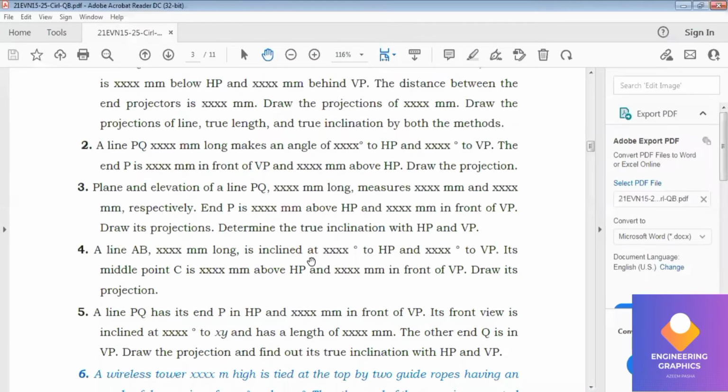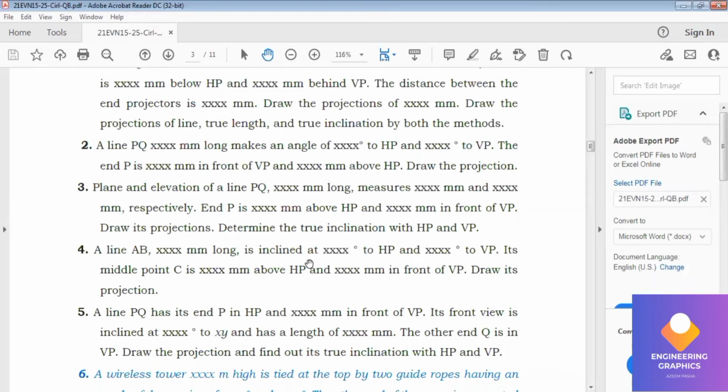Now we move on to problem number 4. You can see here, line AB dash mm long is inclined at dash to HP and dash to VP. Its middle point C is dash mm above the HP and dash mm in front of VP. So it is nothing but a midpoint problem in projection of lines.